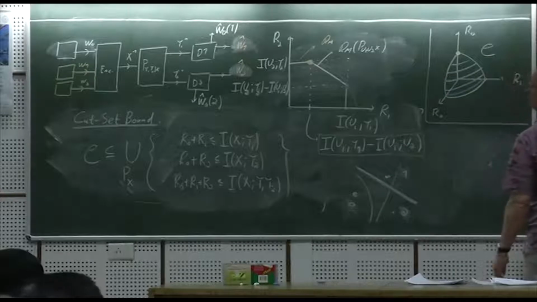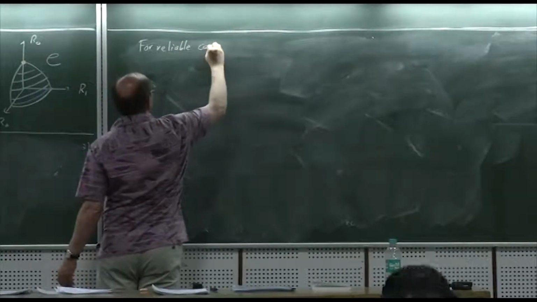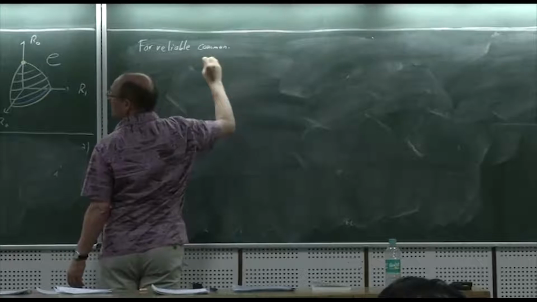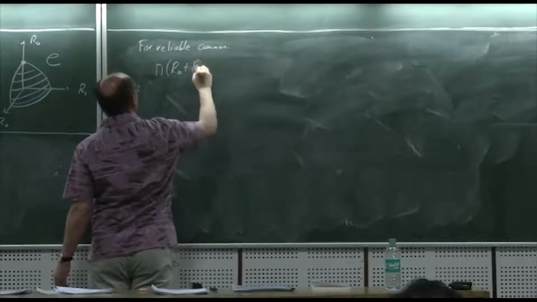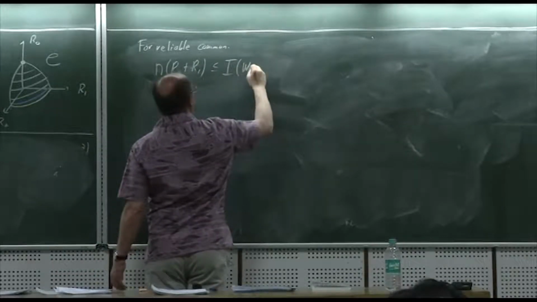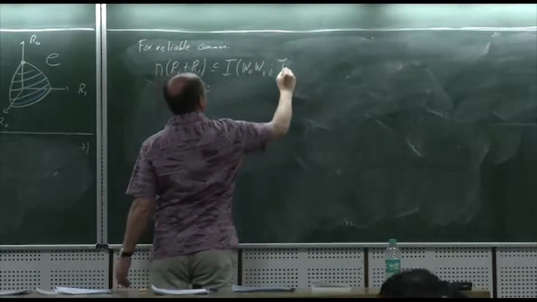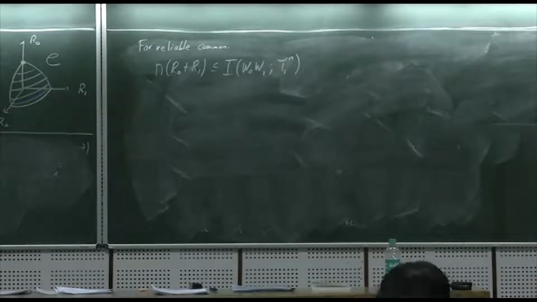Okay, so let's start with the first one. For reliable communications, so error probability very small, the end-to-end mutual information has to be small, so that we get the following bound. N(R0 + R1) is going to be less than I of W0, W1, and the first channel output here. I could write the estimates, but let me just write it like that. And then it should be pretty easy to see that we're just going to get to this almost automatically.